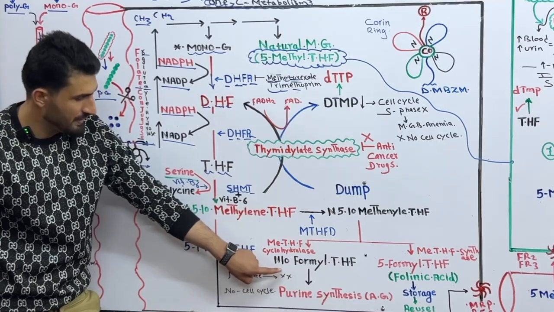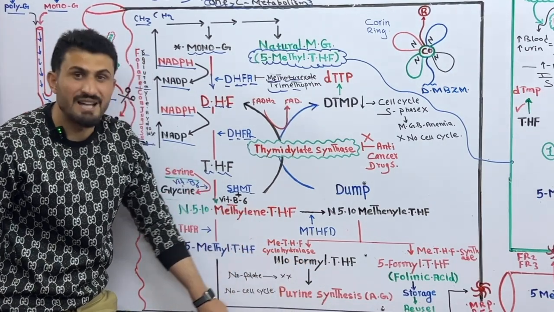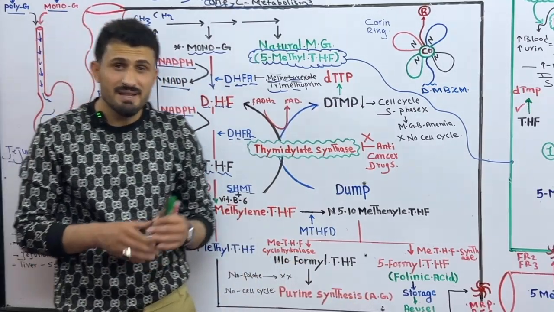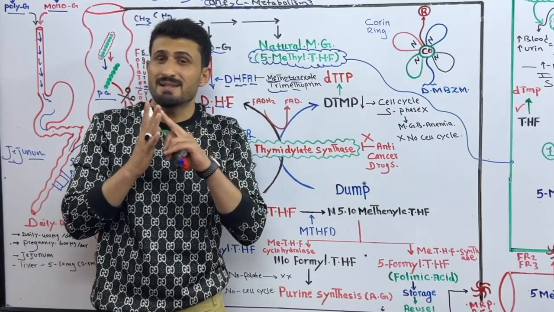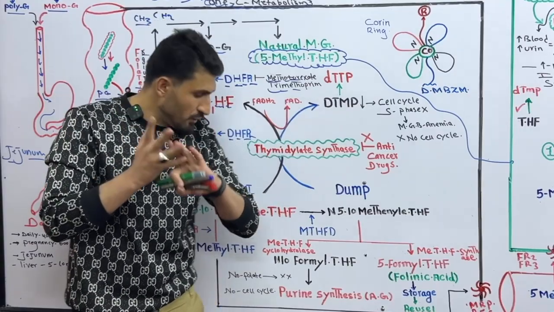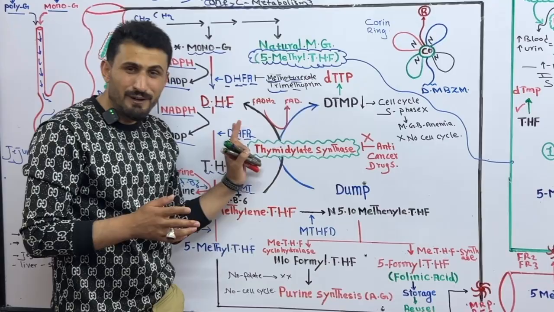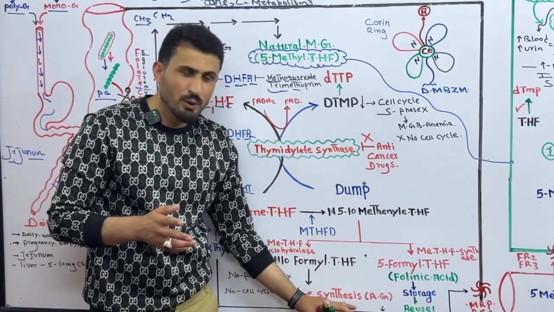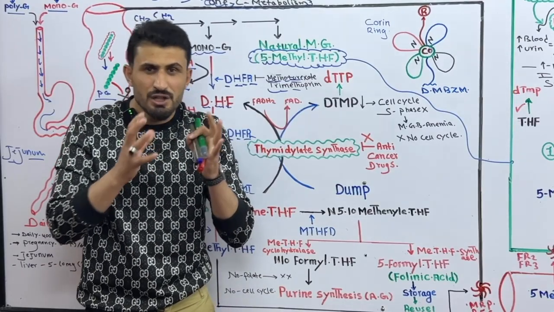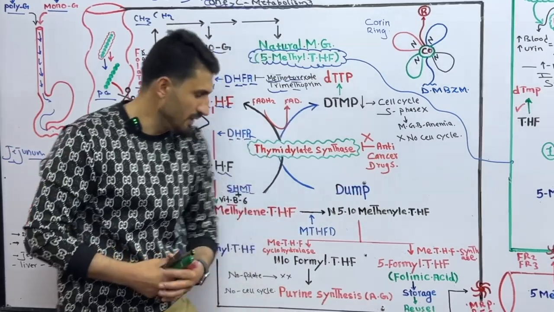Now, this is very important. We use N10-formyl tetrahydrofolate for production of purines, which are called adenine and guanine. So in DNA we use 4 nitrogen bases: adenine, guanine, thymine, cytosine. For synthesis of adenine and guanine we need folate. If we don't have folate, we cannot make purines. If we don't have purines, we cannot replicate our DNA. We cannot make new DNA from previous DNA, and we cannot make new cells. So this is very important.